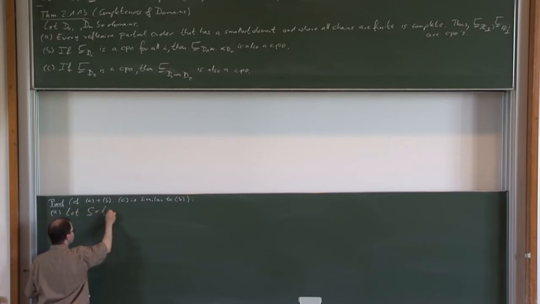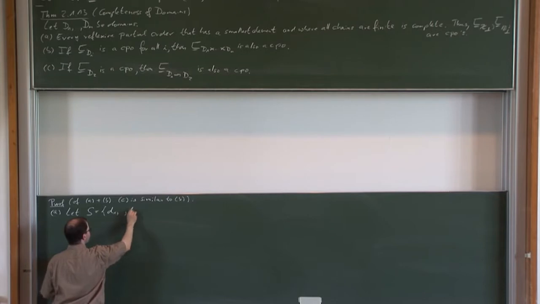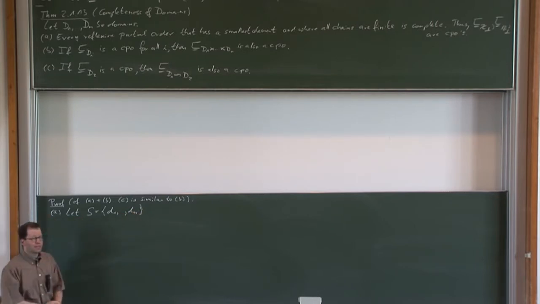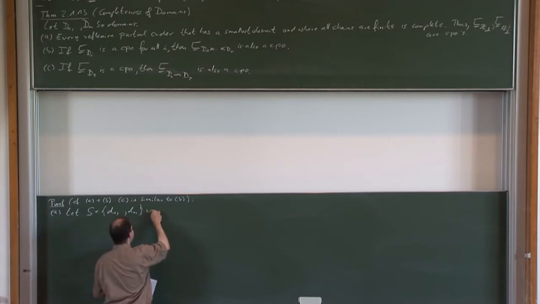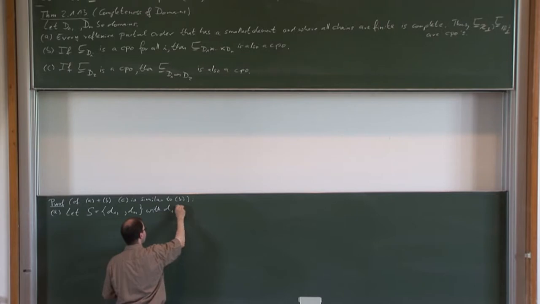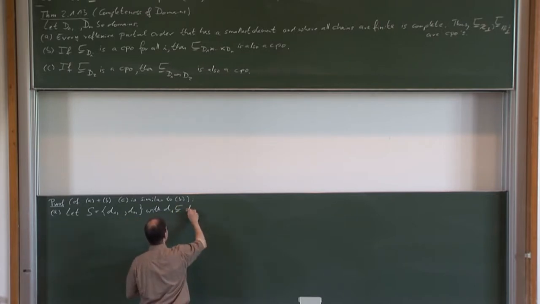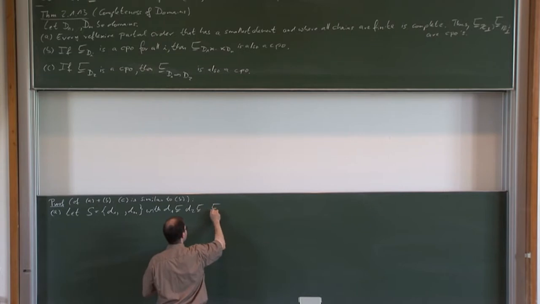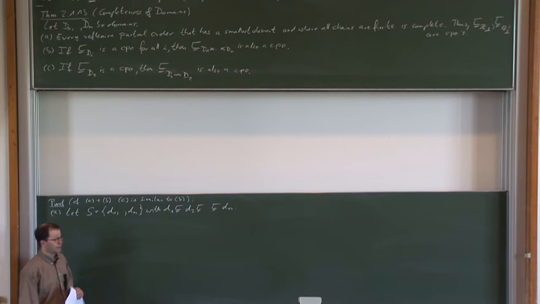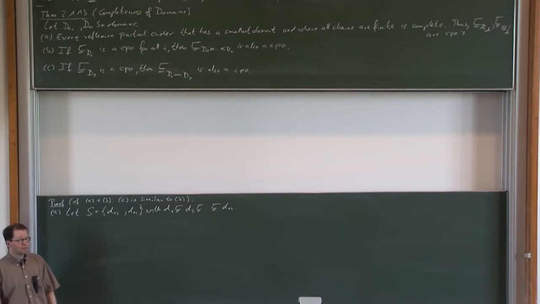A chain is simply a set of elements, D1 to Dn. Now it's a finite chain, therefore it has just n elements. And if it's a chain, you can order them. So let's say we can order them like this: D1 is less than or equal to D2, which is less than or equal to D3, and then finally less than or equal to Dn. Now, the claim is every finite chain has a least upper bound. Do you know what the least upper bound of this chain is?